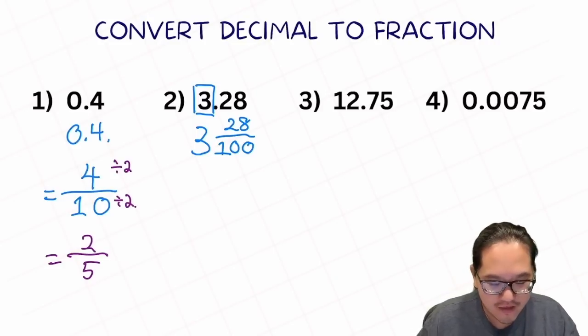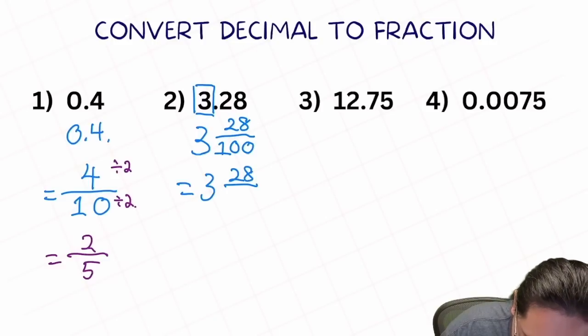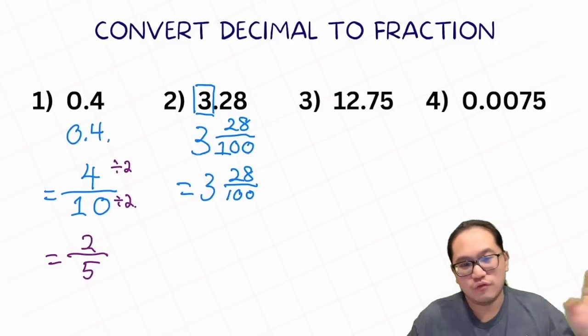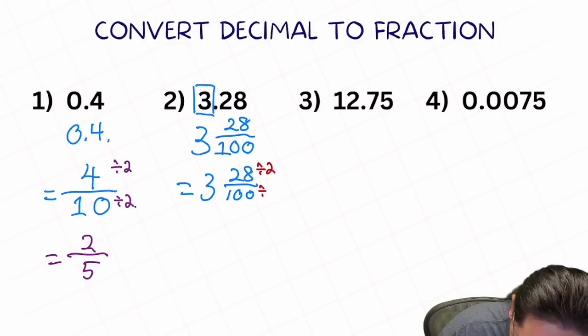And we haven't finished it, right? We need to simplify it. So how do we do that? So let's see. Let's think about this. What is the common thing that we can divide on both 28 and 100? We can divide it by 2, right? So we're going to divide it by 2, top and bottom, right? Next, we're going to get 14 over 50.